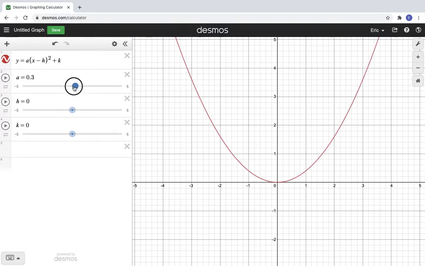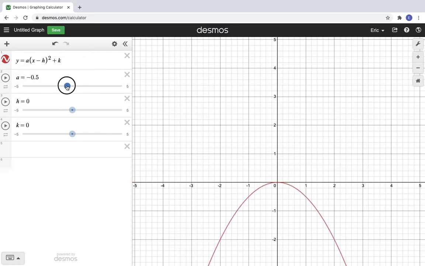But if a is exactly equal to 0, look, our parabola becomes a straight line. That is why in every quadratic equation or quadratic function, a should not be equal to 0. Otherwise, it becomes a linear function.